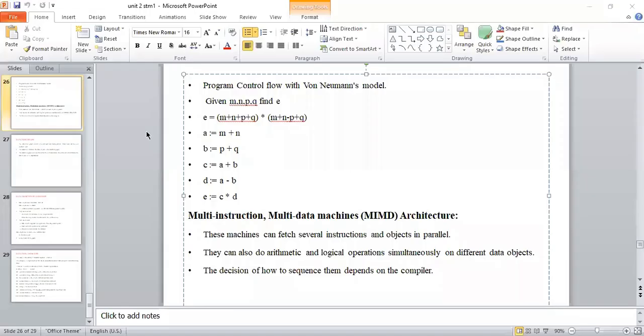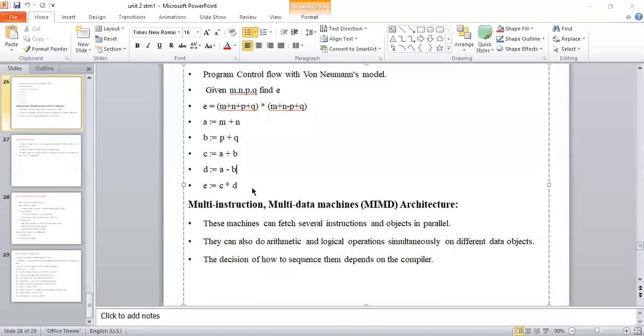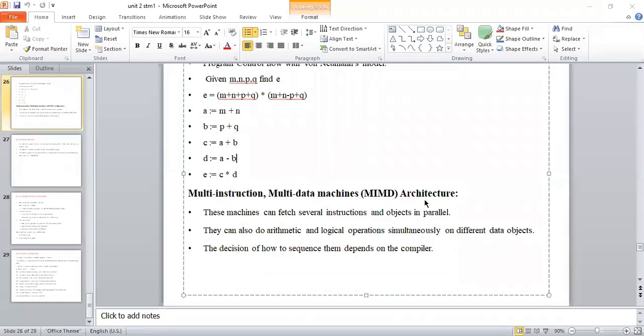Okay, so this is about the von Neumann machine. The next one is MIMD architecture. In the von Neumann machine, we have said only one instruction has to be executed at a time. Coming to the MIMD architecture, that is called the multi-instruction, multi-data machine. In the name itself, it is multi. So it takes multi-instruction, multi-data. At a time, multiple instructions will be executed. These machines can fetch several instructions and objects in parallel.